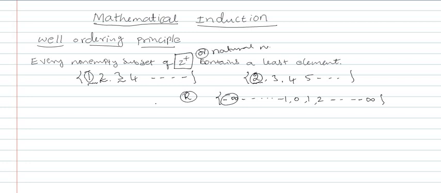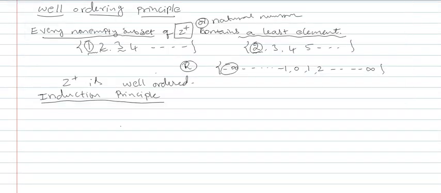So every non-empty subset of Z plus, the set of positive integers, contains a least element. Only this set has the least element. Or we can say that the positive integer set Z plus is well ordered.